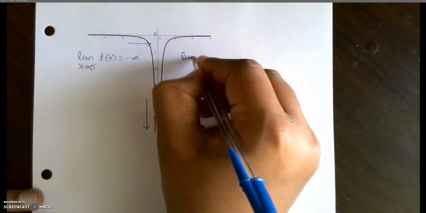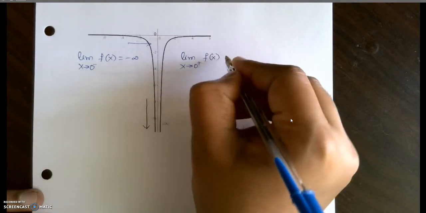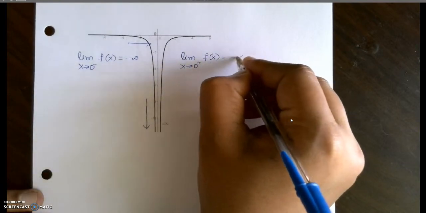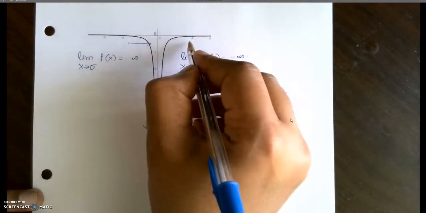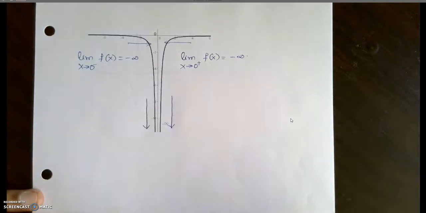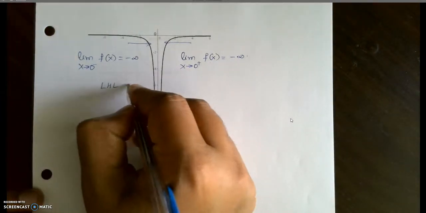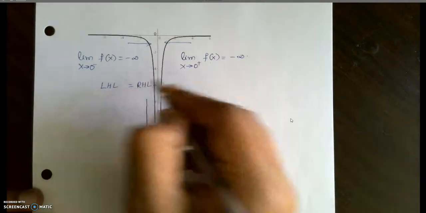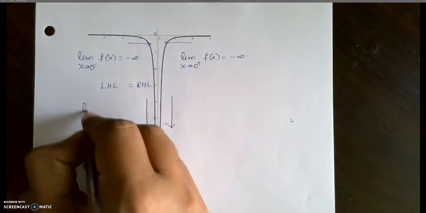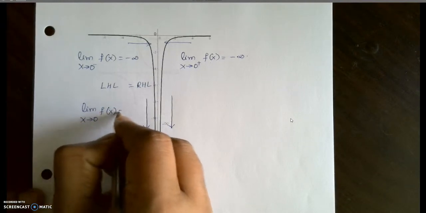Similarly, the right hand limit of the function as x approaches 0 is going to be negative infinity again. That is because as x approaches 0 from the right, you can see the y value approaching negative infinity. Here again, the left hand limit is equal to the right hand limit, and hence you can write that the limit as x approaches 0 of f of x is going to be negative infinity.